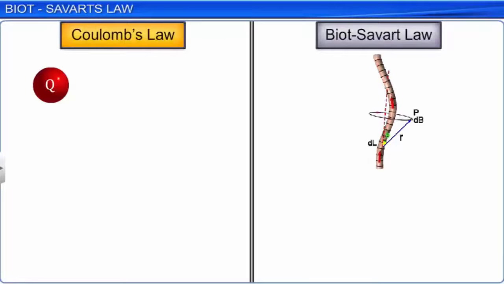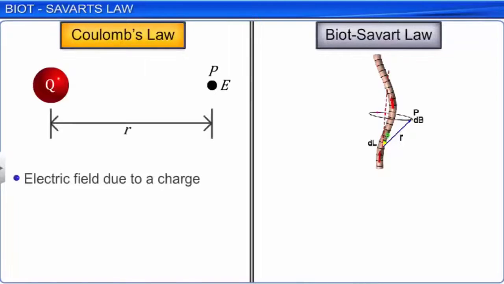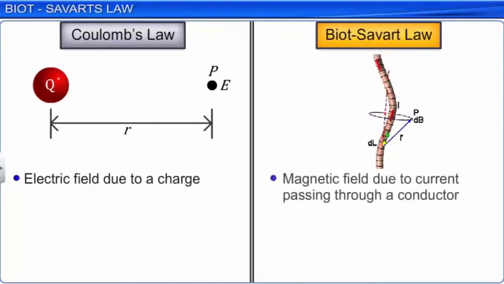Coulomb's law gives the electric field due to a charge at a distance r from the charge, where the source of the electric field is the charge. The Biot-Savart law gives the magnetic field due to current passing through a conductor, where the source of the magnetic field is the current passing through the conductor.